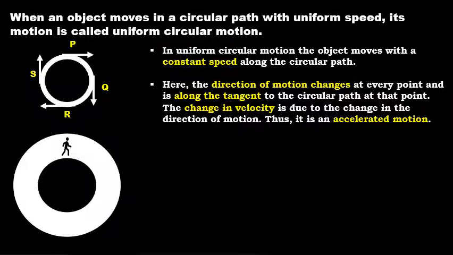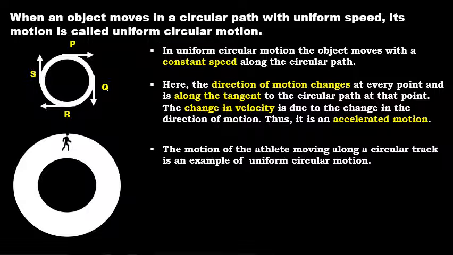Now, suppose we consider the motion of an athlete on a circular track. So here our athlete moves in a circular track. Then it is also an example of uniform circular motion. And when moving in the circular track, even though speed is constant, the direction is changing, just like I explained here. So the motion of an athlete moving along a circular track is an example of uniform circular motion.